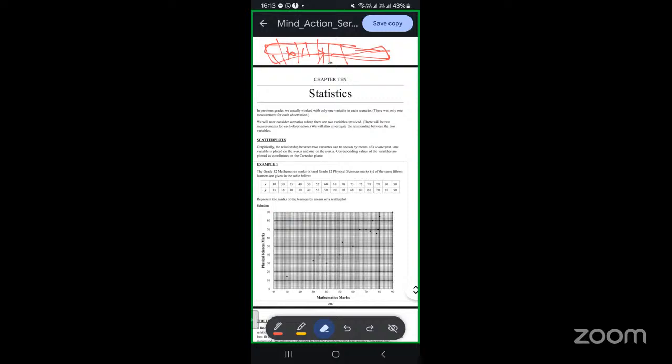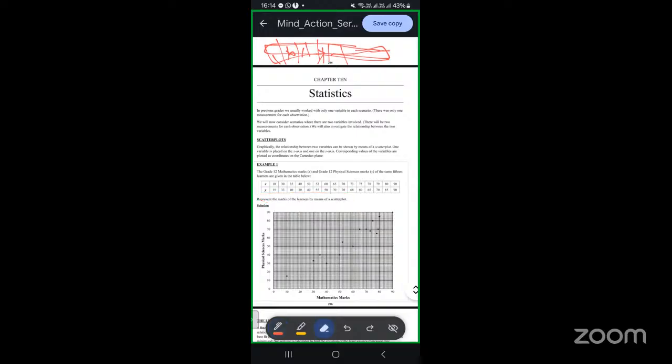Now we know from the statement that this X, the first row, is for the mathematics marks, and we know that this second row is for the physical science marks. The first got 10 in maths, 15 in physics, the second one 30 in maths, 33 in physical sciences. The third one, 35 in maths, 40 in physical sciences, and so on. Therefore, this is what we are required to do: represent that on the scatter plot.